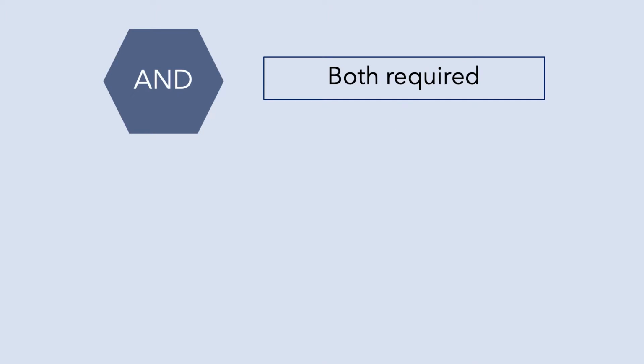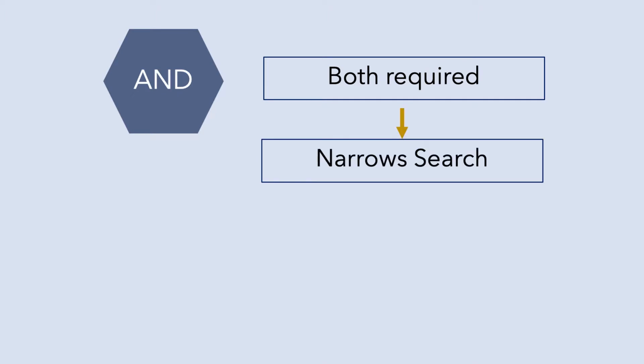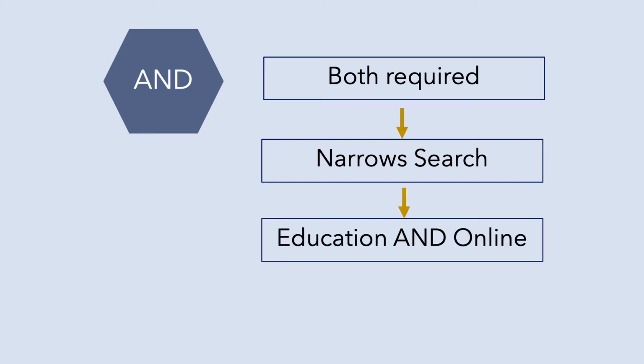When you use the word and, you're directing the database to return results that contain both words. This term narrows your search. For example, if I use education and online, I'm demanding that the database include both words. Use and when both concepts are vital to your research.